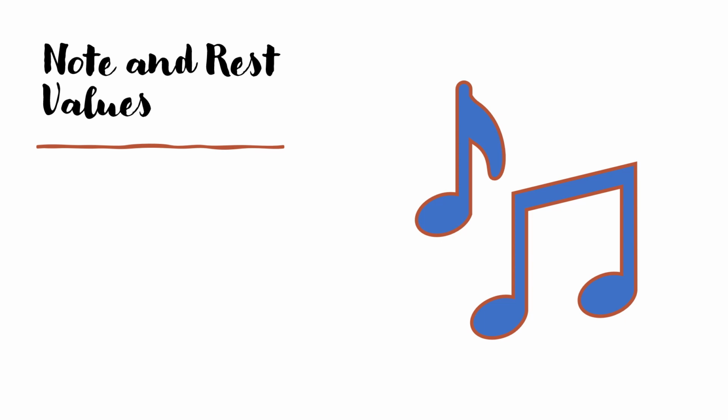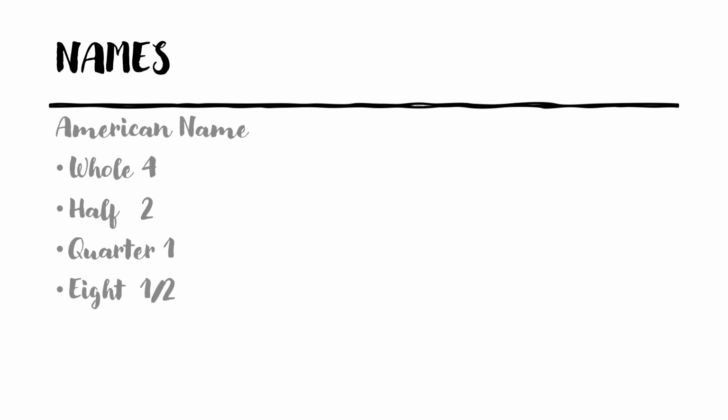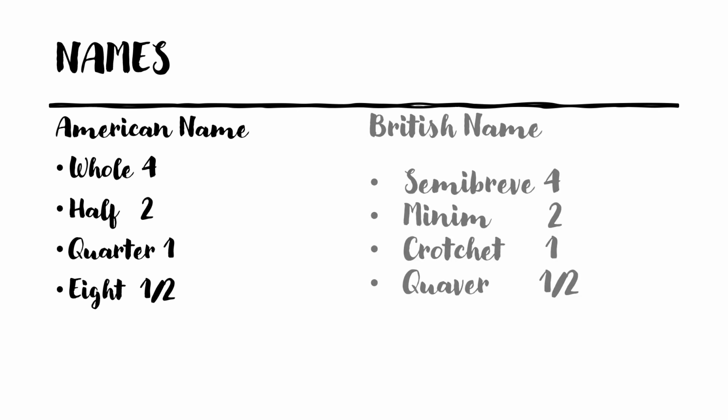What are note and rest values then? It is the duration of notes or rests. In other words, how long should I play a note for, or how long should I rest for? When it comes to naming these notes, there are two naming systems. The American system is similar to numeric values, while the British system is not.